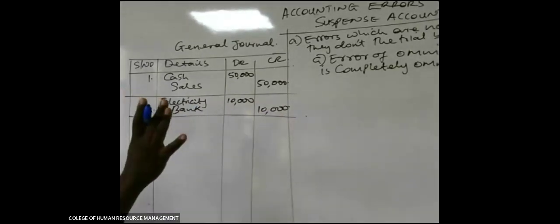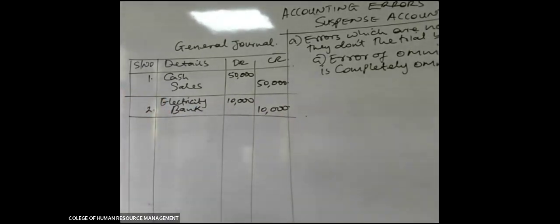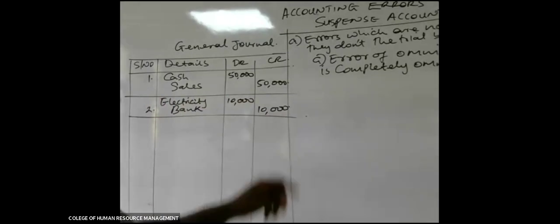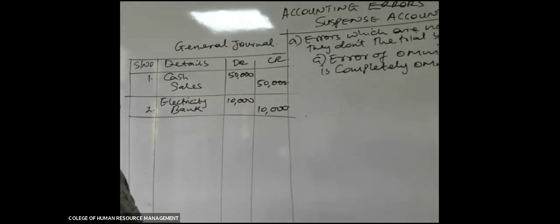So that is how we deal with the error of omission. You need simply to remember the account that was supposed to be debited. That amount, you put it on the debit corresponding to that account. The account which was supposed to be credited, you credit that account with that amount that was never recorded or was omitted.